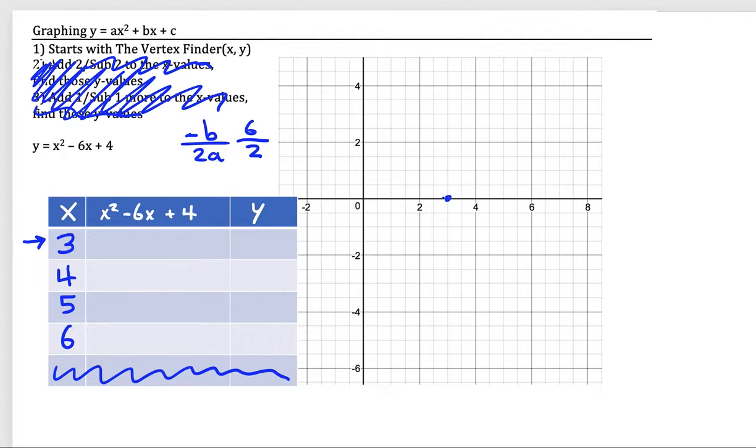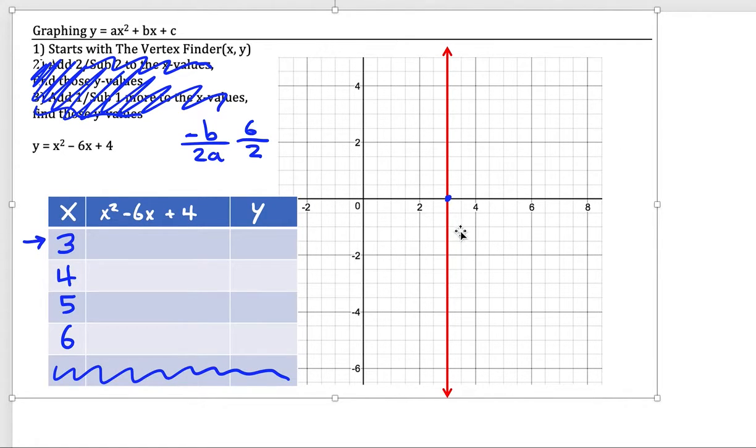Right here. So one thing you can draw right away is you can draw your axis of symmetry. I have that ready. Let me slide that up right here. Boom. Okay, so there's your axis of symmetry. That means everything on the right is going to equal everything on the left. So that's why I'm just going to go to the right. So I'm going to do 3, 4, 5, and 6. And then I'm going to copy everything on the right to the left.